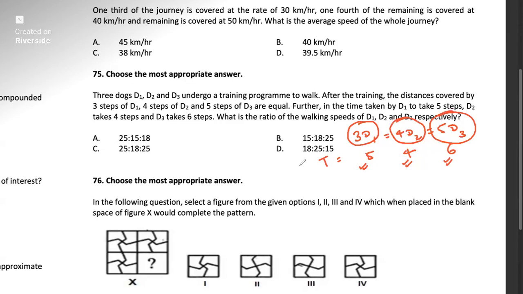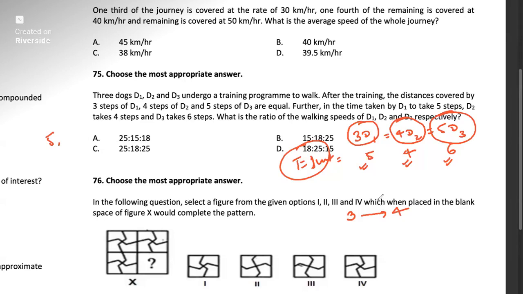So we have just fixed the time. Time is T, T is equal to 1 unit. Now we are just trying to compare. Dog 1 has taken 5 steps. Every 3 steps of dog 1 is equal to 4 steps of dog 2. I'm just comparing D1 and D2.